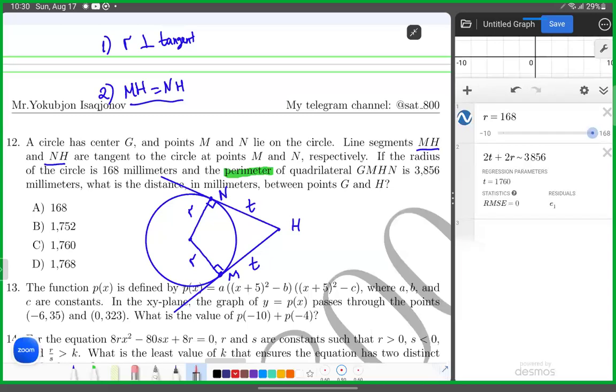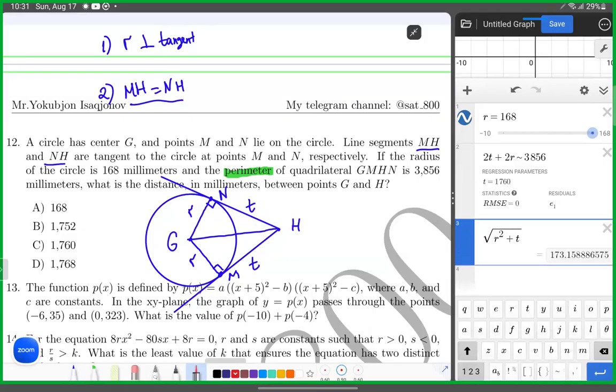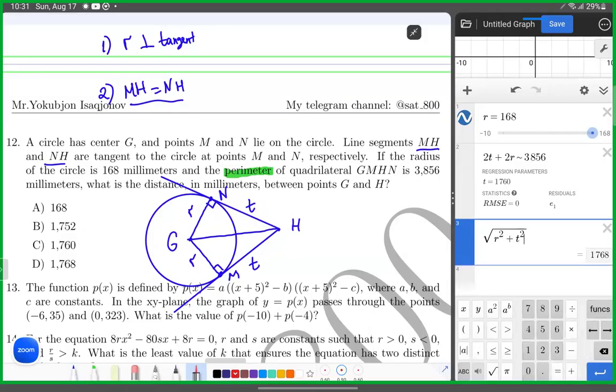After this, calculating the distance between G and H, this distance, is simply the Pythagorean theorem. It is the root of radius squared plus T squared. So the problem is solved. The answer is D.